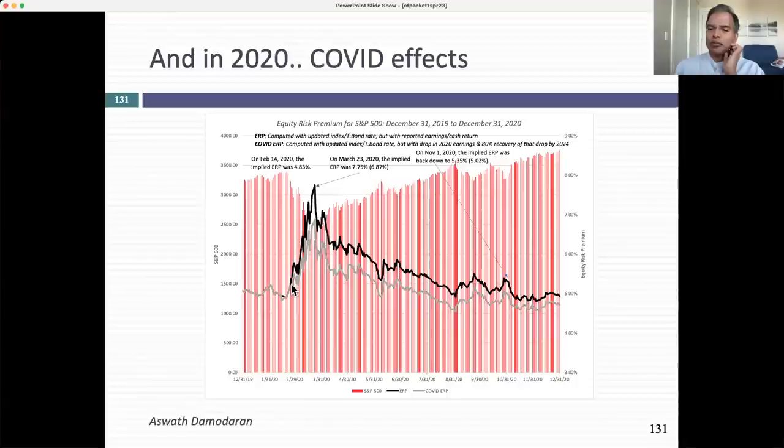The implied premium that day, February 14th, was 4.7%. Six weeks later, March 23rd, the implied premium was 7.8%. The difference is, unlike the 2008 crisis, which left lasting damage, where the implied premium stayed high, in the 2020 crisis it went back to what it was before the crisis by September of 2020. It was a very, very unusual crisis for markets because of how quickly markets recovered.